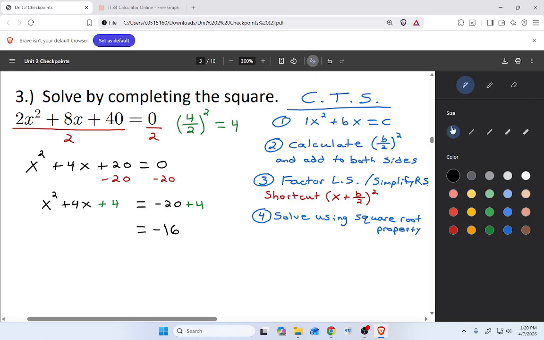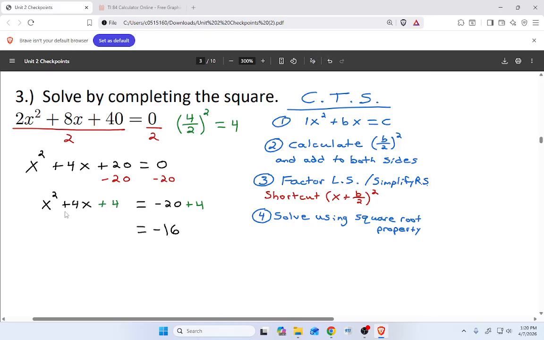On the left side, we need to factor x squared plus 4x plus 4. And you can use normal factoring techniques if you want to, like using the big X method that I showed on problem number 1. Or you can actually use this shortcut where it will always factor into a parentheses x plus b over 2 and then close parentheses squared.